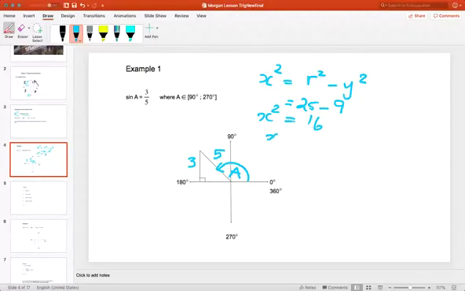We are looking for x. So to find x, we'd have to take the square root, and we would land up with x is 4. And then you go and put it in on your right angle triangle.